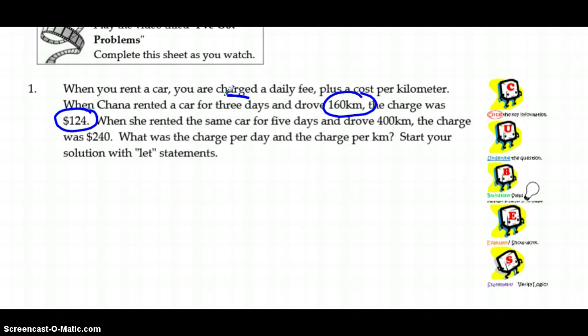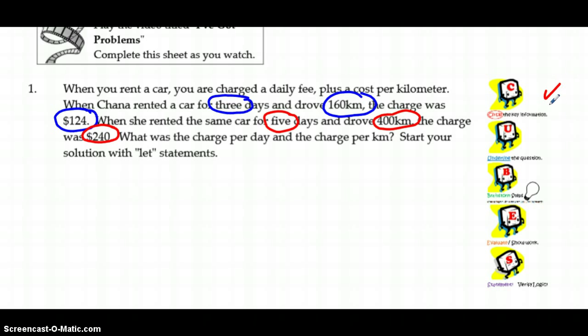Now I missed one in here. For 3 days, there we go. When she rented the same car for 5 days, so this is another situation. I'm going to grab a different color here. All right, same car for 5 days, drove 400 kilometers, the charge was 240. So we have a bunch of information there. What was the charge per day and the charge per kilometer? Start your solution with let statements.